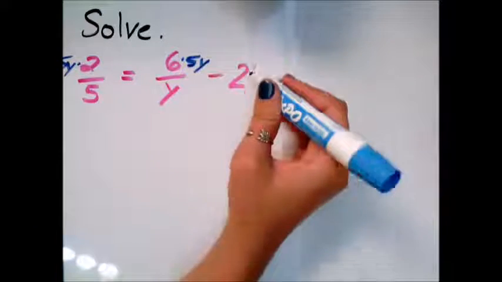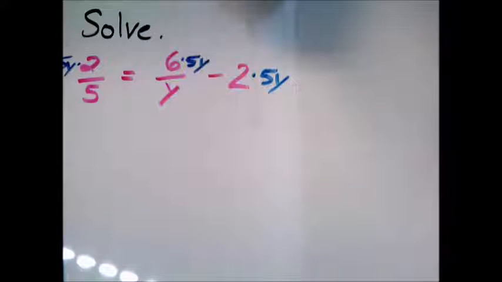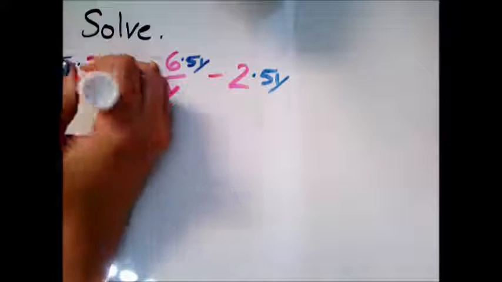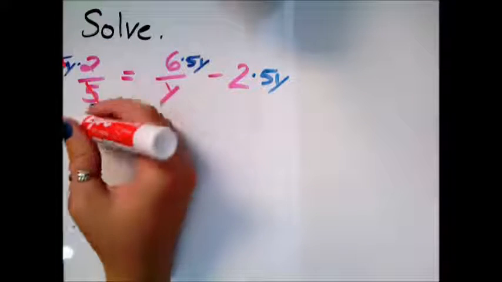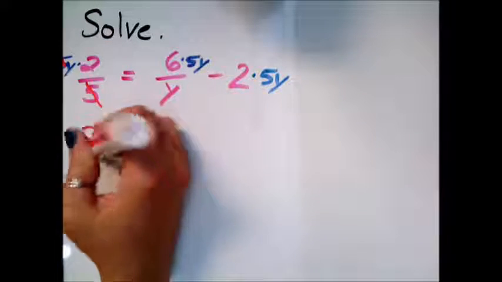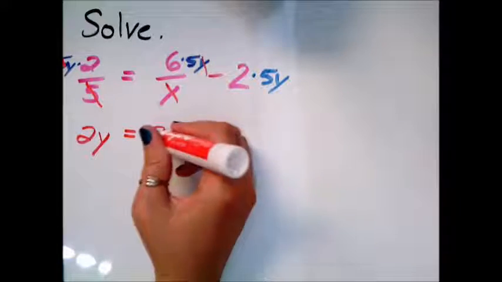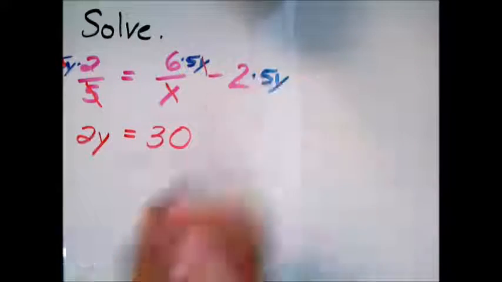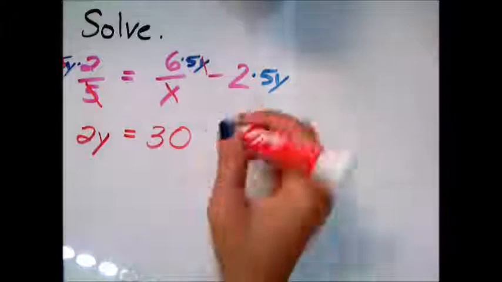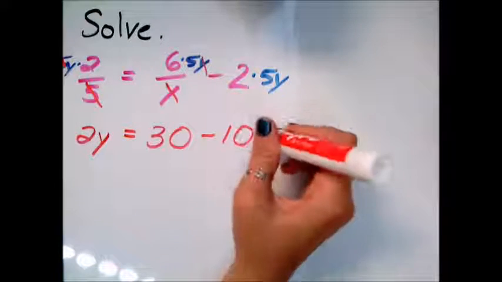So if I multiply the whole equation by 5y, and don't forget every term has to get multiplied by 5y, then hopefully something should cancel out and we can see what we're left with. So let's see here. 5 and 5 cancel, so I'm left with y times 2, or 2y. Here the y's cancel, so I'm left with 6 times 5, or 30. And then here nothing cancels because it wasn't a fraction to begin with, so I end up with minus 10y.